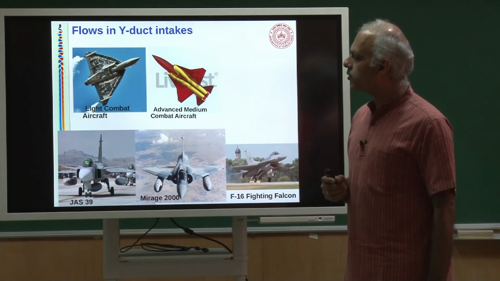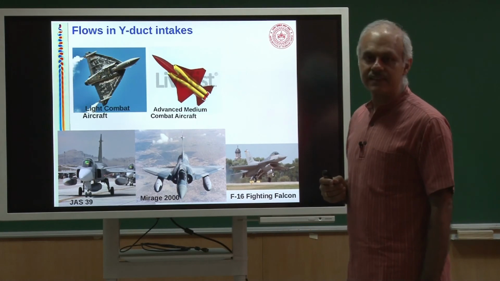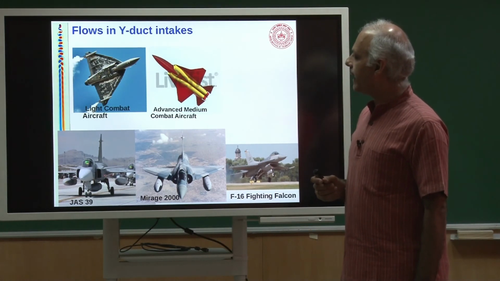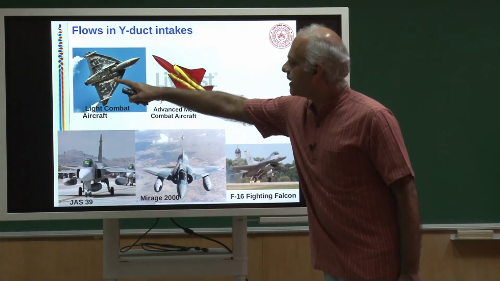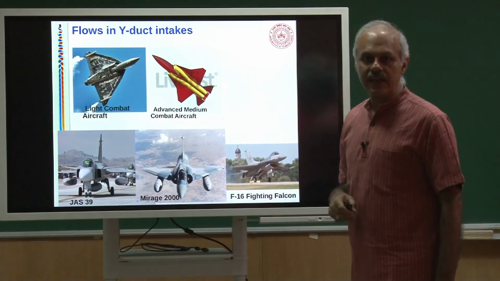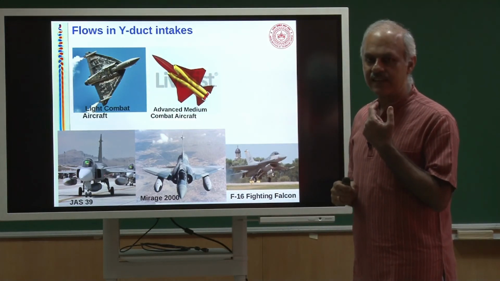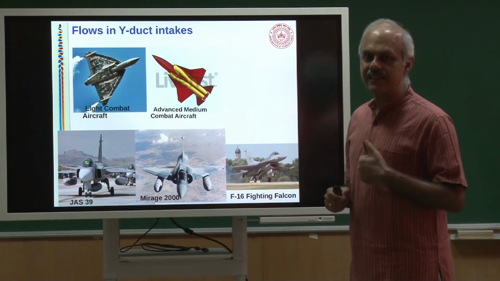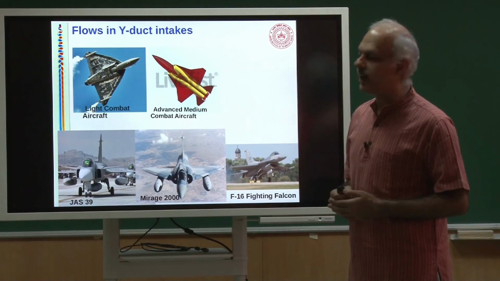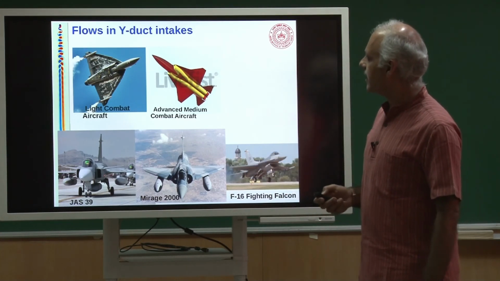We also want to look at the different kinds of intakes, for example the Y ducts. Sometimes you will have engines where there is a single engine and there are two air intakes that supply air to that. So, something like our nose. We have two nostrils and they act as intakes and supply air through the windpipe to the lungs. There are several aircraft that have the Y ducts.